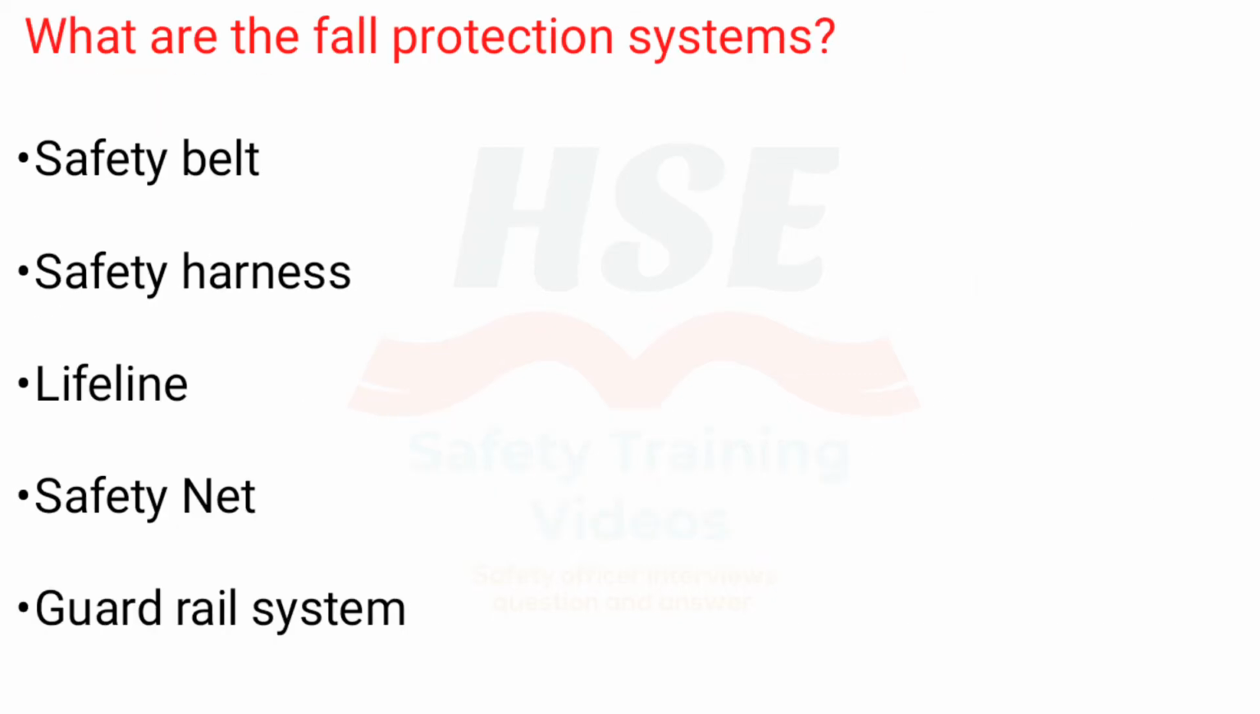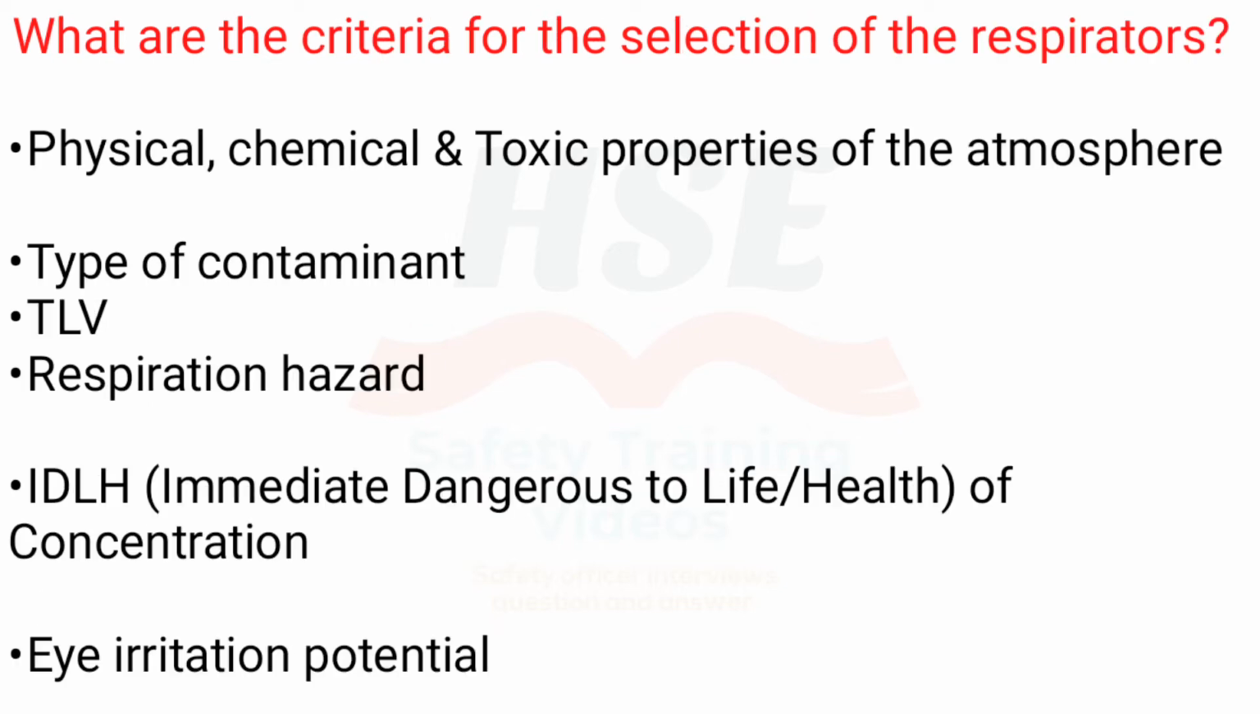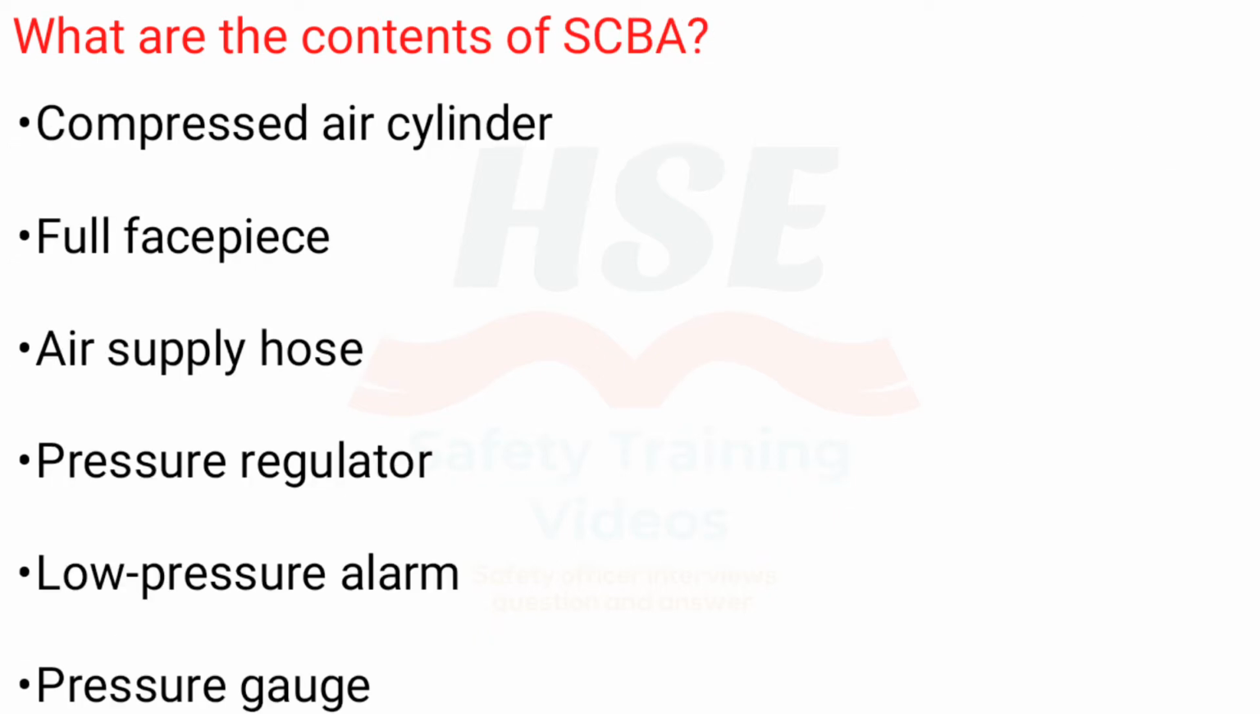What are the fall protection systems? Safety belt, safety harness, lifeline, safety net, guardrail system. What are the criteria for the selection of respirators? Physical, chemical and toxic properties of the atmosphere. Type of contaminant. TLV. Respiration hazard. IDLH, immediately dangerous to life and health concentration. Irritation potential.